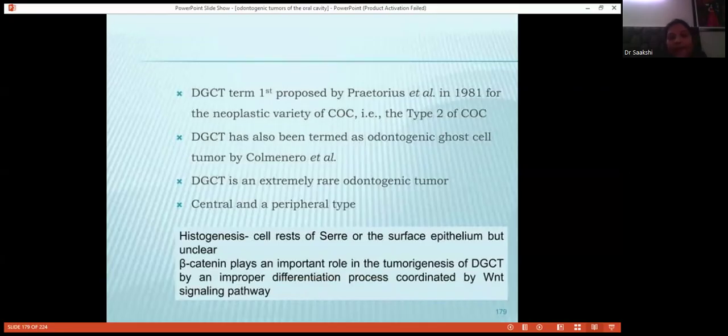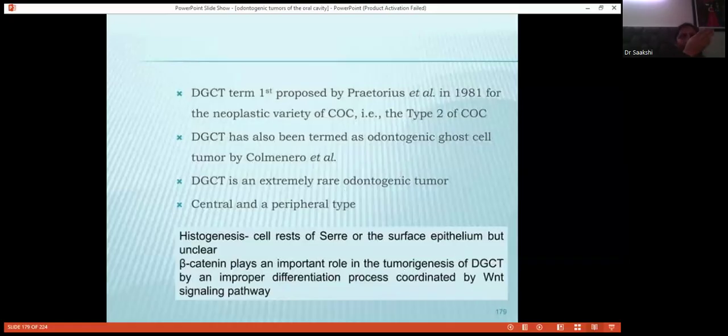Now what happened is there is a compound called beta catenin which plays an important role in tumorigenesis. Why is it called a tumor? Because there is a compound called beta catenin. Just as we studied the PTCH gene in COC, here the gene is beta catenin, which plays an important role in tumorigenesis by an improper differentiation process coordinated by the WNT signaling pathway. Now, this WNT signaling pathway, when is it formed?